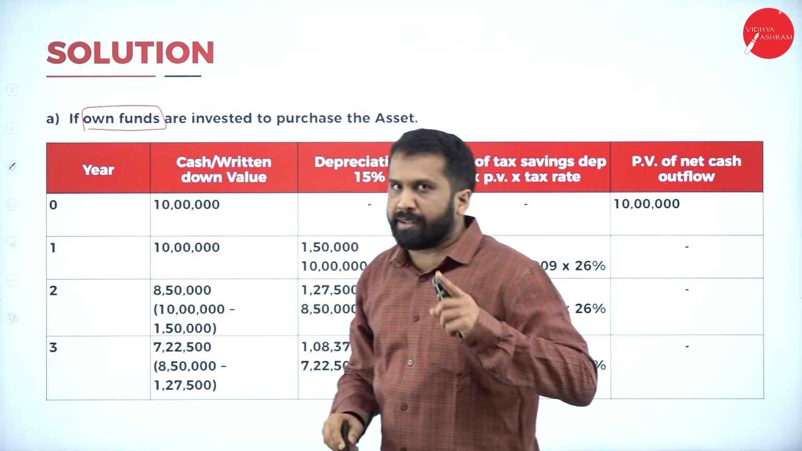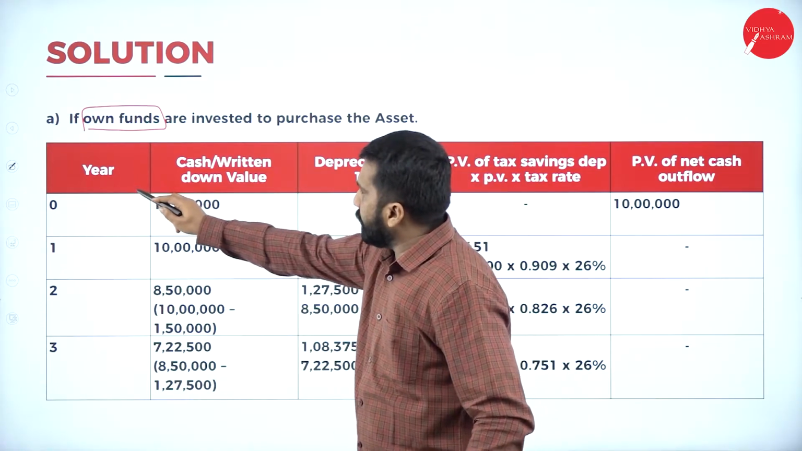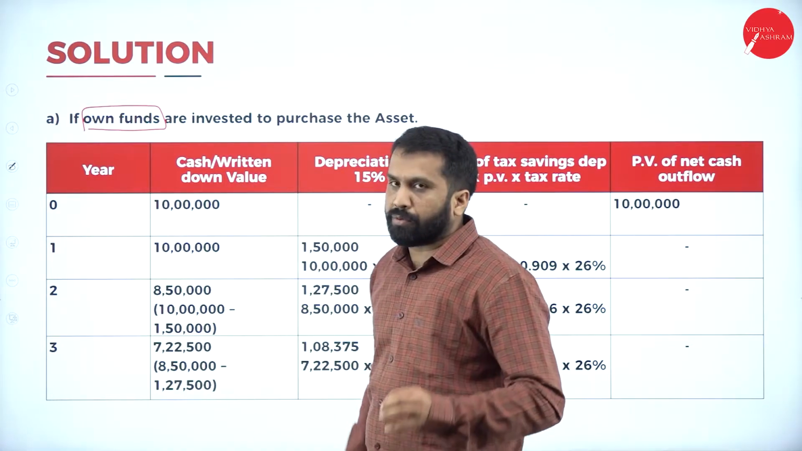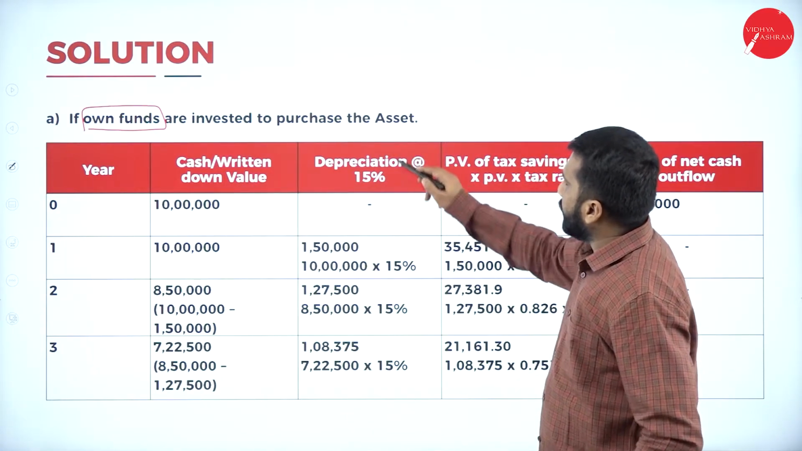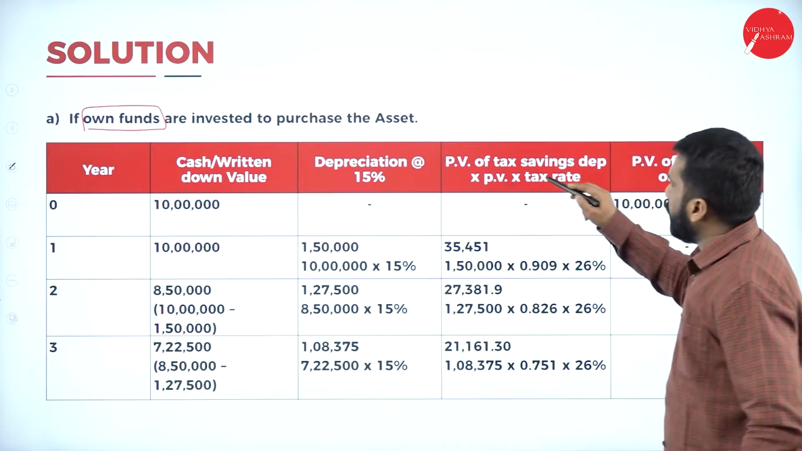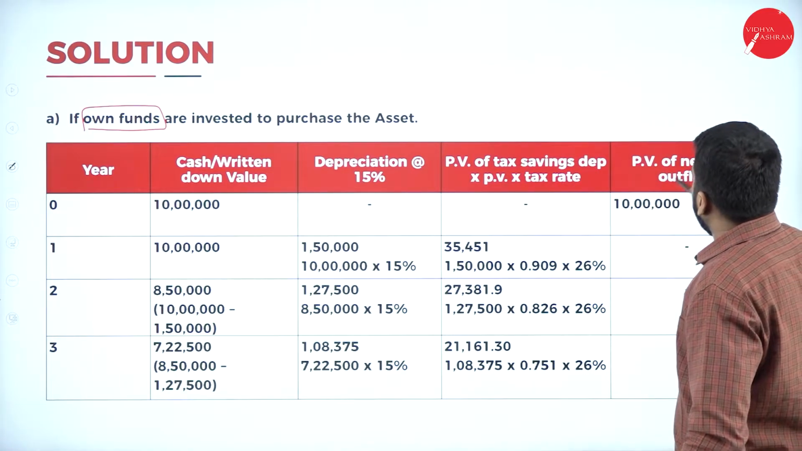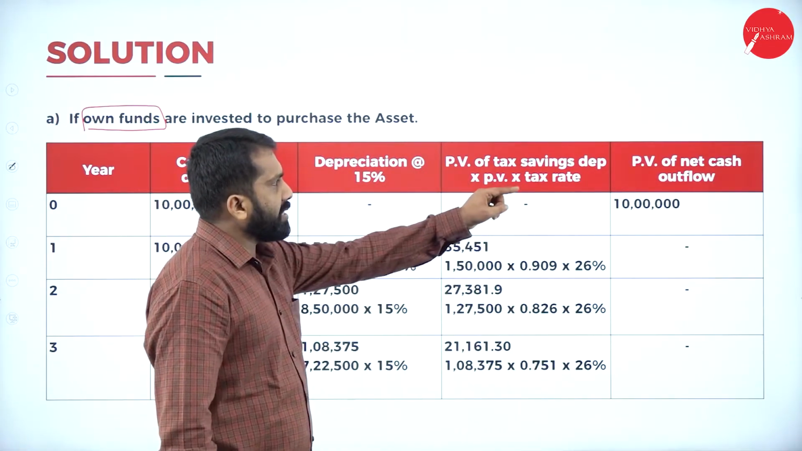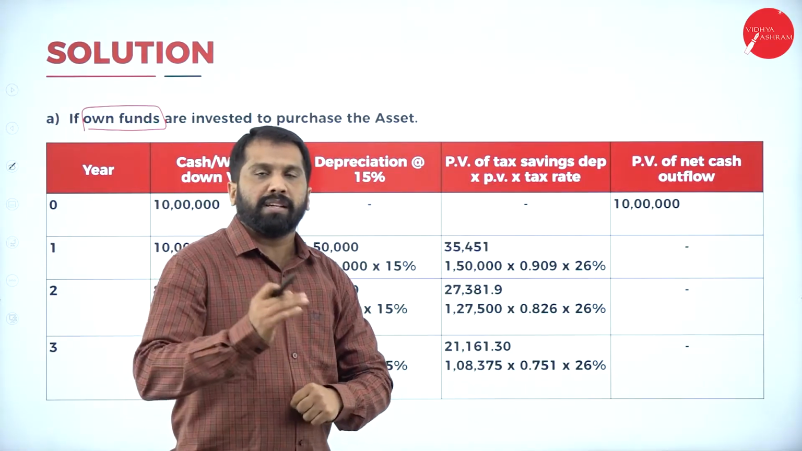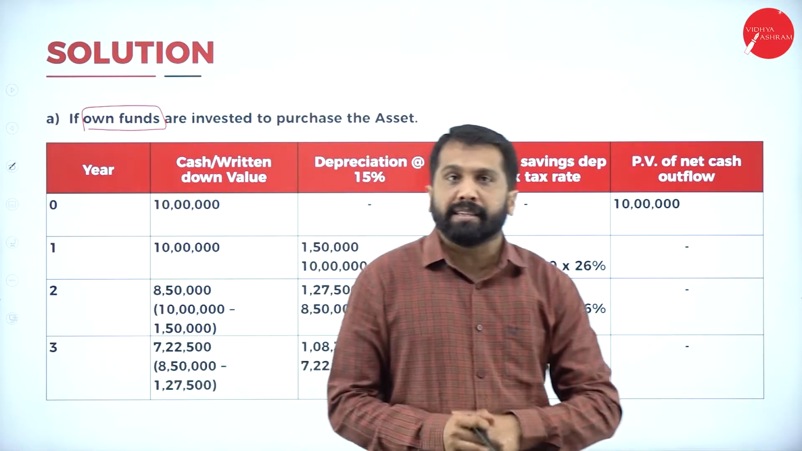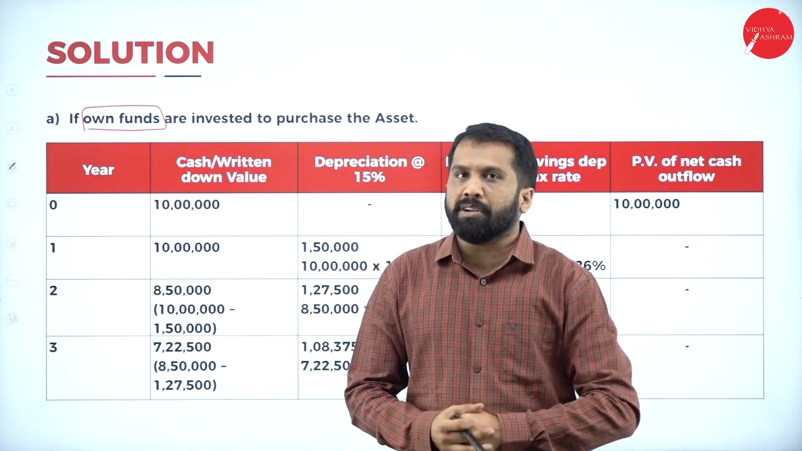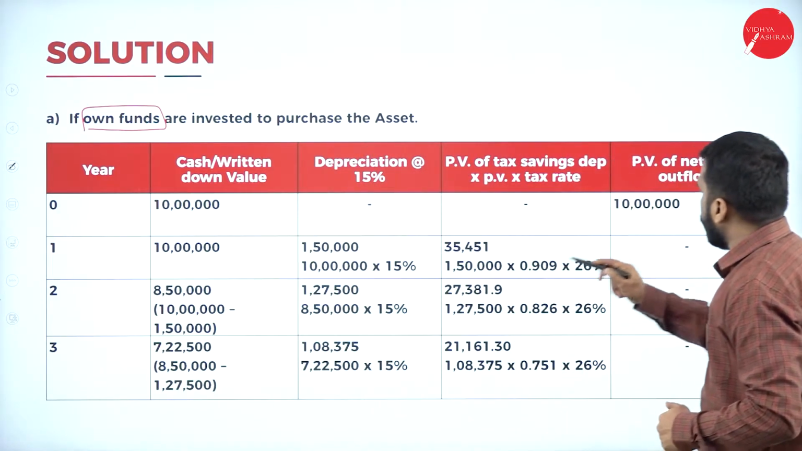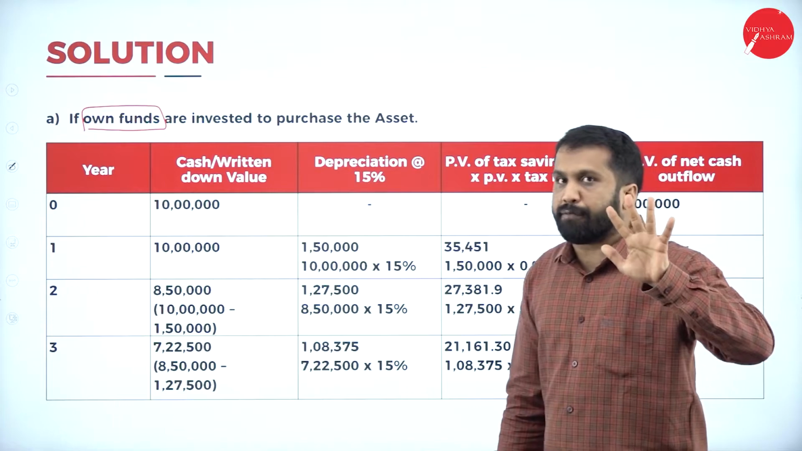The format, remember: first column year, second column cash or written down value. Next column depreciation, then PV of tax saving, PV in the sense present value, and the last column present value of net cash outflow. These are your columns in case of own fund. How many columns will come for own fund? 1, 2, 3, 4, 5. Total you will get 5 columns.